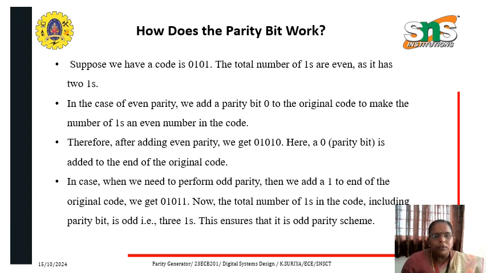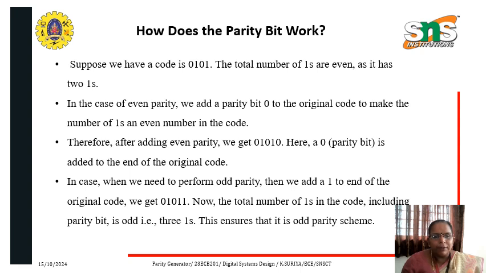So, the parity bit is one of the simplest forms of error detection technique used in digital electronics. Next, we'll see how does the parity bit work. Suppose we have a code 0101. So, this code has total number of ones as even because it has two ones. So, in the case of even parity, we add a parity bit 0 to the original code to make the number of ones an even number in the code.